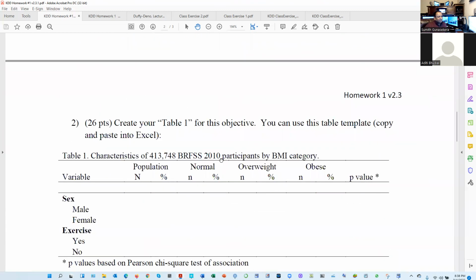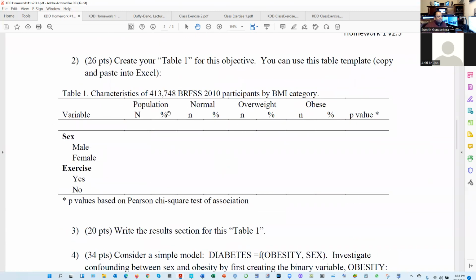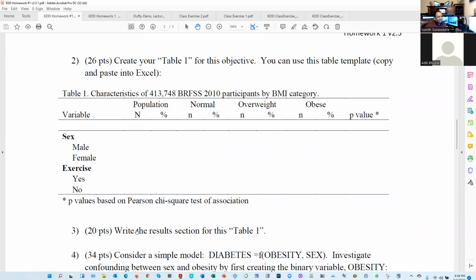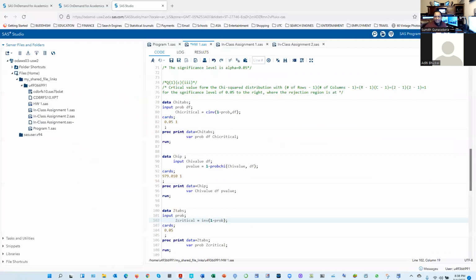Can you remember? You can run the 2 tables: one is your BMI versus gender, the other one is BMI versus exercise. By looking at those 2, we can complete this one. I think they write the results together. It looks like that's kind of the same thing.